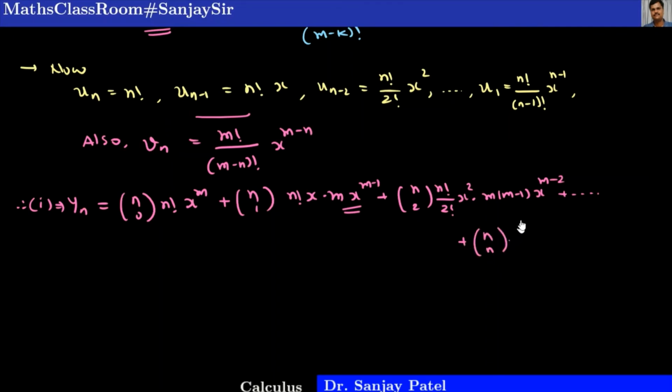into u, simply the function u, that is x raised to n, into Vn. Vn is given by this. So I will write it as m factorial upon m minus n factorial into x raised to m minus n.